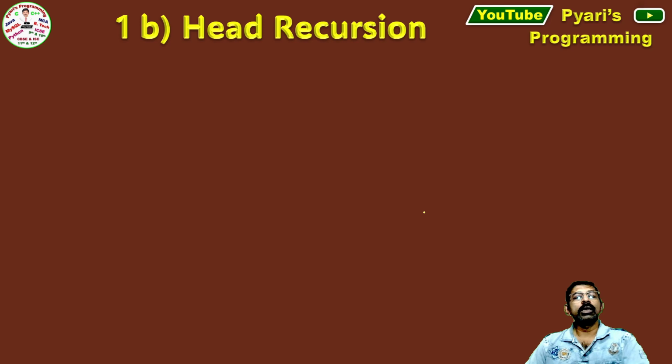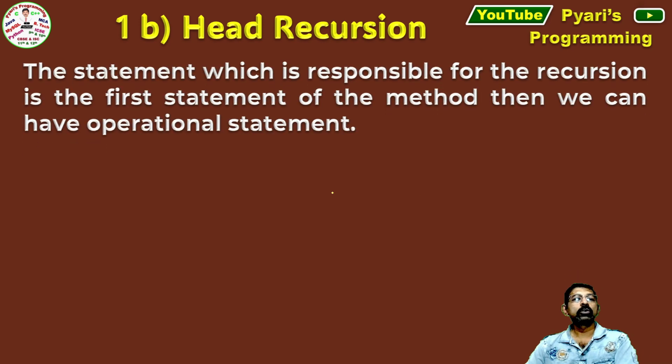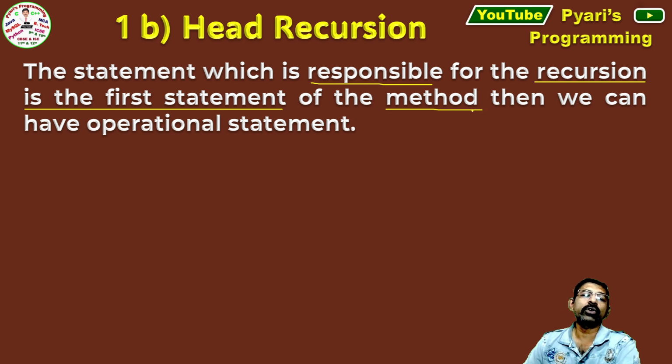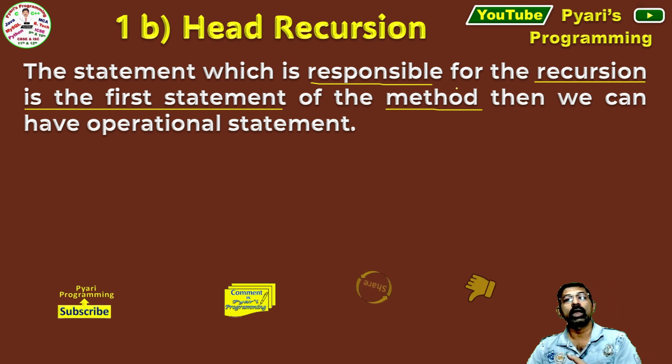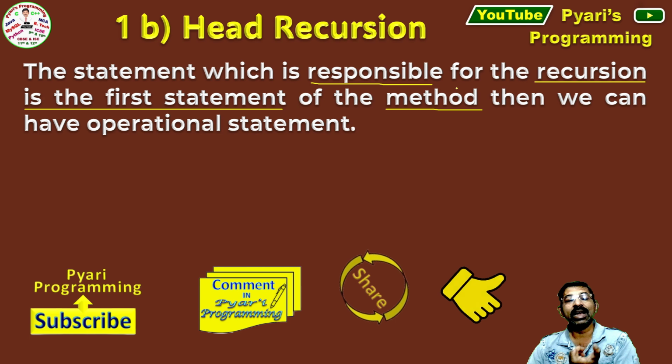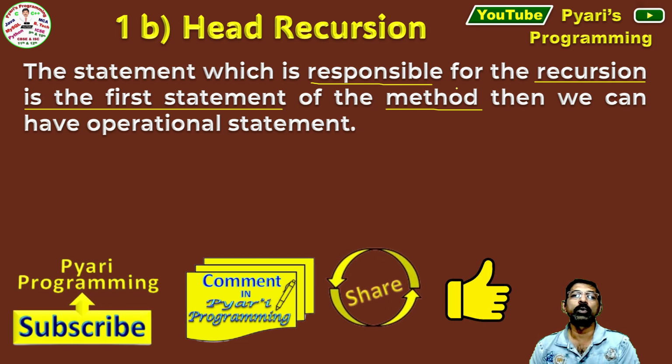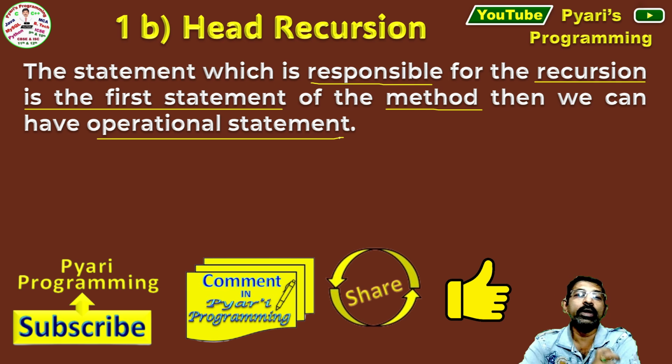Now it's time to see what head recursion is. Here it says that the statement which is responsible for the recursion is the first statement of the method. So what exactly is it trying to say? The statement which is responsible for the recursion means the method call inside the method body. Then we can have the operational statement. That means after that statement we can have any operational statement.